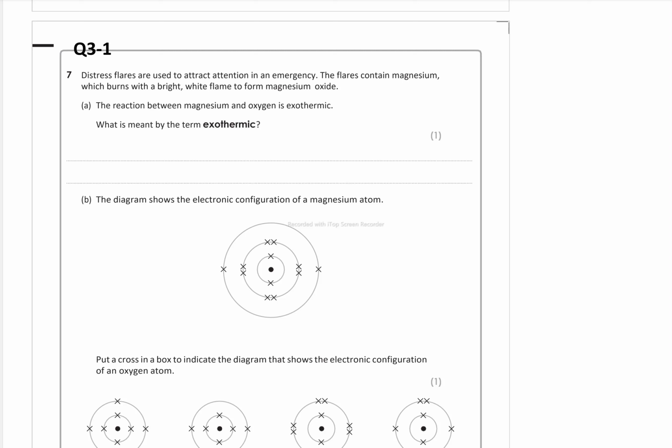Right, distress flares are used to attract attention in an emergency. What we need to do is react magnesium and oxygen. It is an exothermic reaction. Exothermic reaction. Right, so one marker. So an exothermic reaction is a reaction that gives off heat to the surroundings.